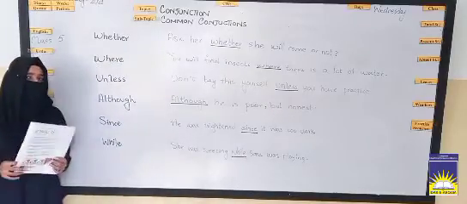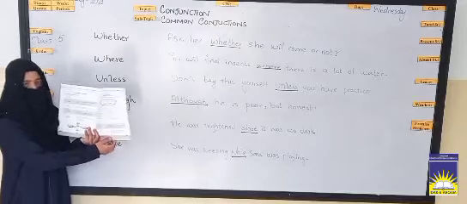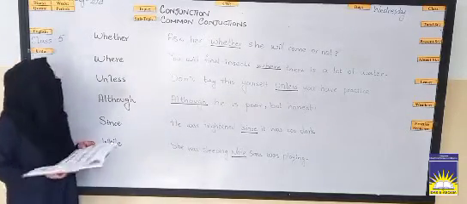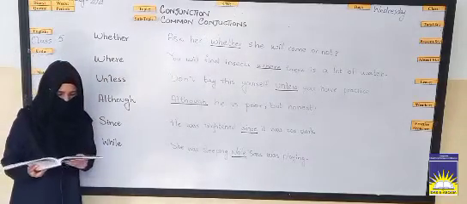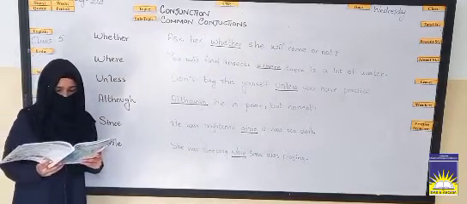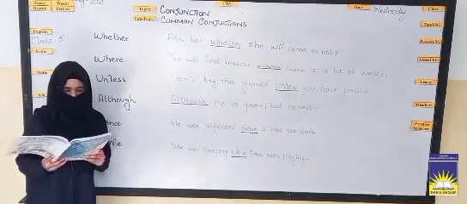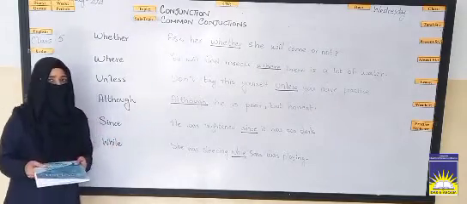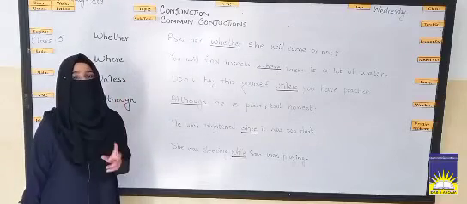Okay, some more conjunctions are given to you in your workbook on page number 52 and 53. So I am explaining those as well. Listen to me. Now next one is whether. Now listen to me, what is its function. It is used to introduce two or more than two possibilities, mostly used with or. We use whether when there are two or more possibilities.